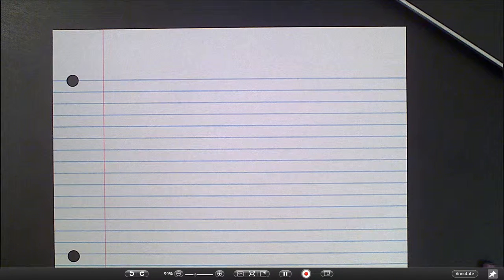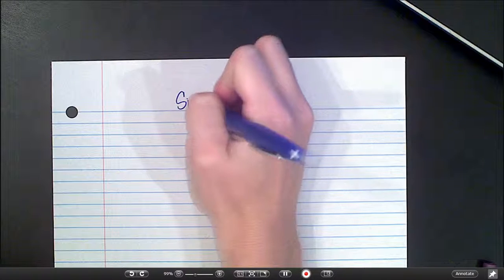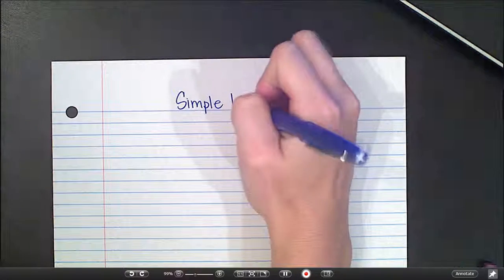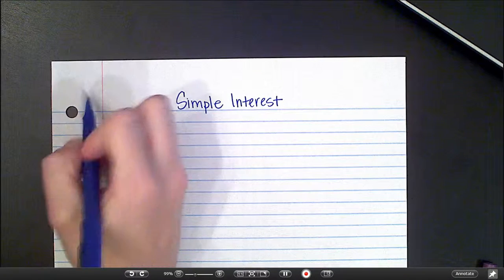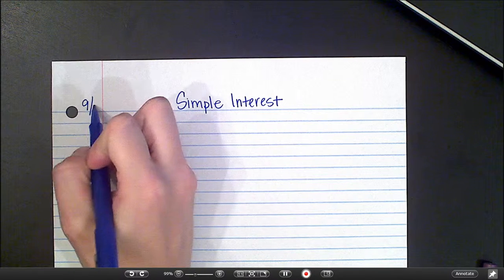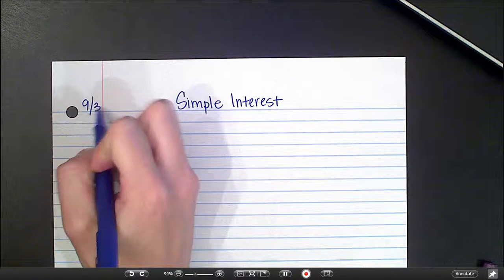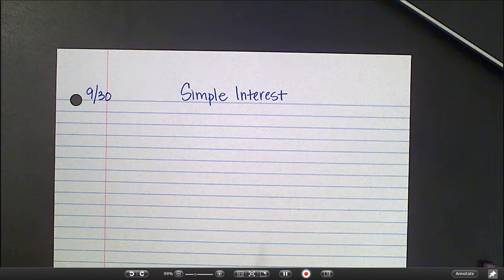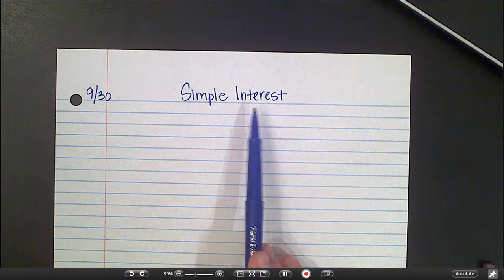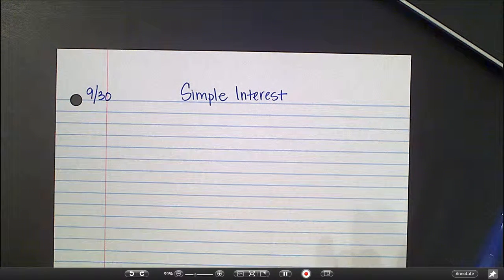So I want you to turn to the next clean page in your journal. Let's title this Simple Interest. Okay, and let's go ahead and put the date. It's going to be the 30th. Alright, and if you guys could go ahead and flip to the front of your journal and write in simple interest on your table of contents on the correct page number that you are writing on, that would be great, so we can keep ourselves organized.